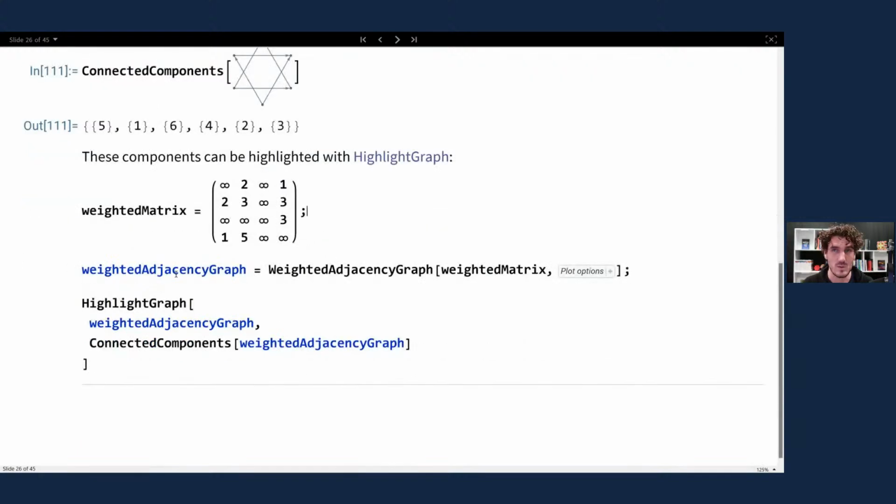And this is using a really useful function, HighlightGraph, which I used a lot in my real world networks talk. It's so useful because you can tell it what to highlight. It's not as if it highlights the same thing every time. So here we just give it the graph.